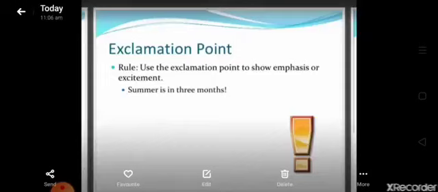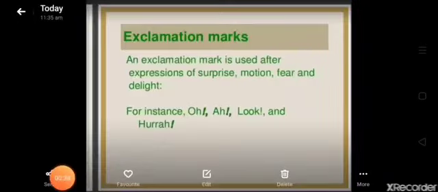Example, look how tall the building is! Hey, how are you! Use the exclamation mark to show emphasis or excitement. Now the example is, summer is in 3 months! The exclamation mark is used after expressions of surprise, emotion, fear and delight. For example, oh, ah, look and hooray.